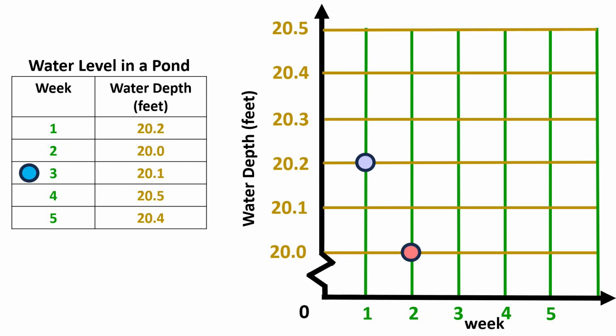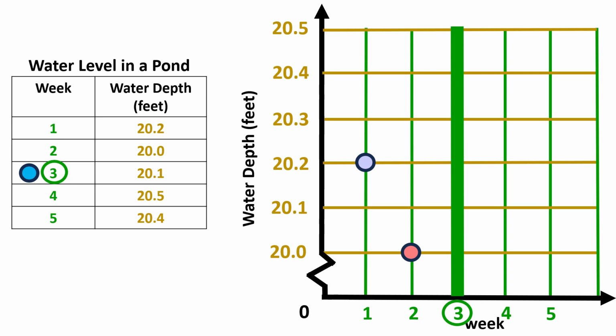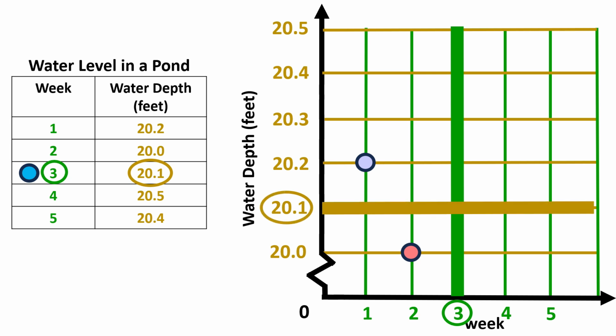Let's plot the blue point. The blue point has a week value of 3. We'll circle the number 3 on the week axis. Then, we'll highlight the entire line that has a value of 3 weeks. The blue point has a water depth value of 20.1 feet. We'll circle the number 20.1 on the water depth axis. Then, we'll highlight the entire line that has a water depth value of 20.1. Next, we find the place where these 2 highlighted lines cross. That place is where the blue point goes.